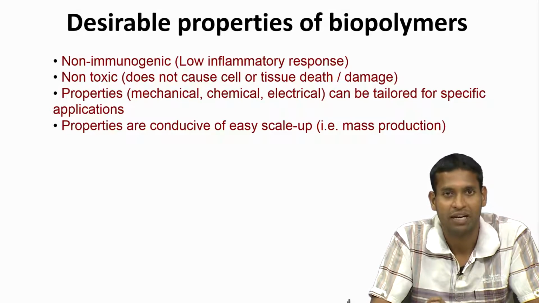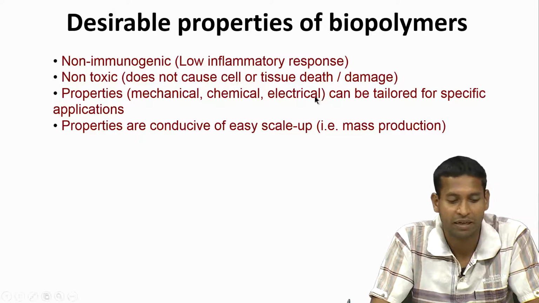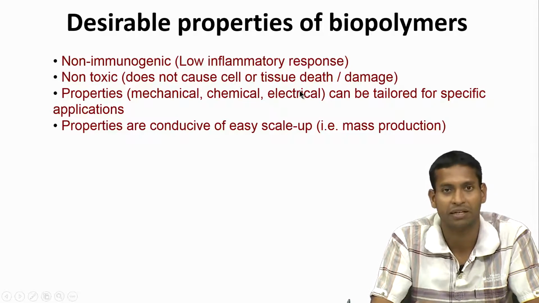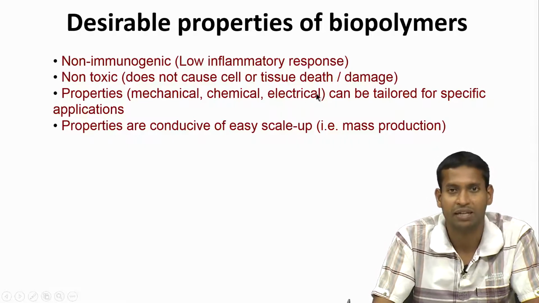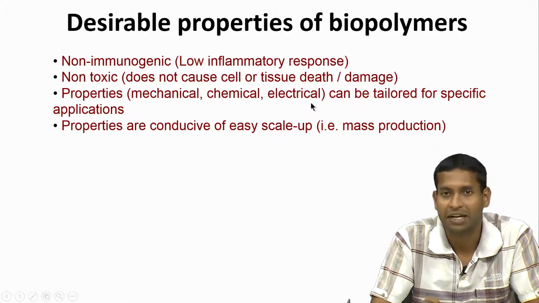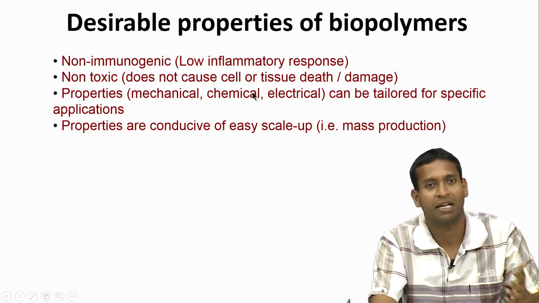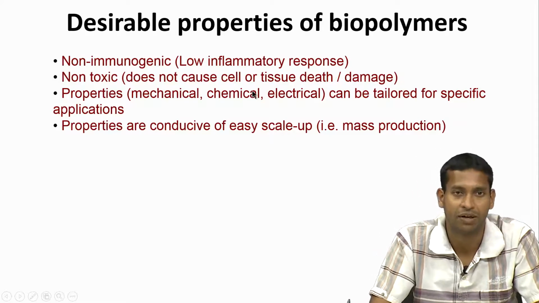So, I want very high mechanical properties. If I want something for neural implants or something related to the brain, they should be able to conduct the signals. So, the electrical properties become important. Again, all of these properties are important, and which one is more critical depends on the application that we are looking at.